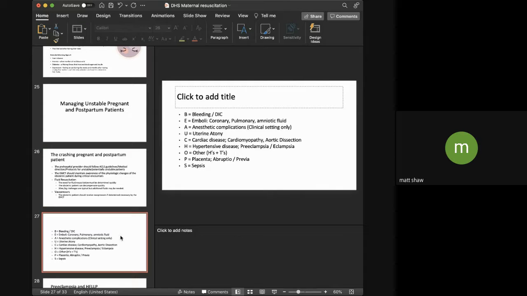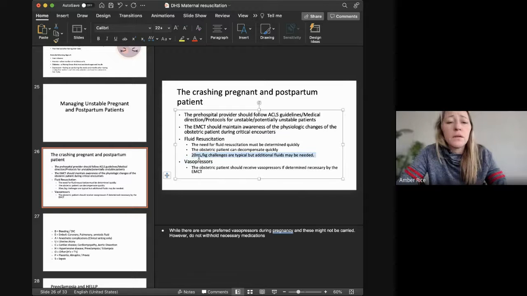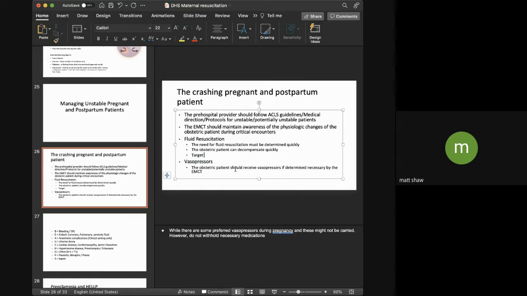Do you think maybe for the fluid resuscitation line there, we should say something about targeting a systolic? Because you saying 20 mLs per kilo might be your bolus doses, but you might give quite a few of those as compared to a normal patient. So maybe say targeting a systolic of 90 or at least a MAP of 65.